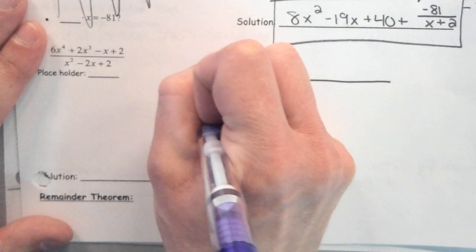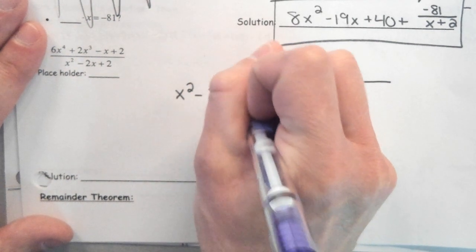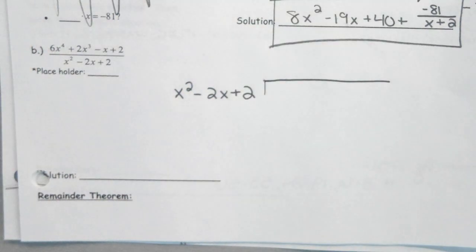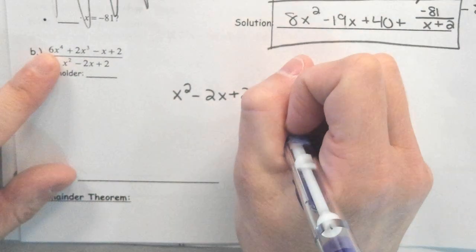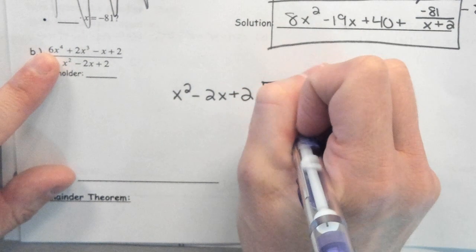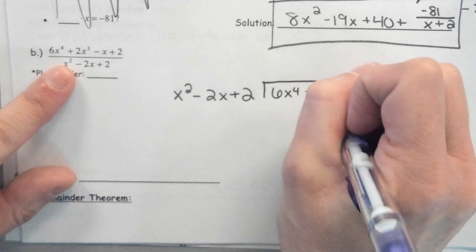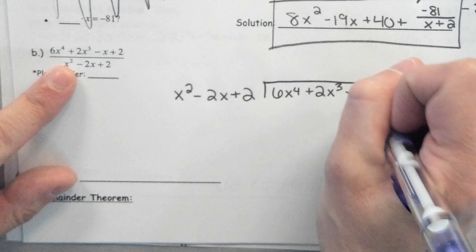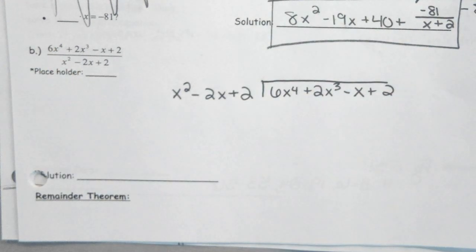X squared minus 2x plus 2. What goes underneath my division symbol? 6x to the 4th plus 2x cubed. Perfect. Okay.